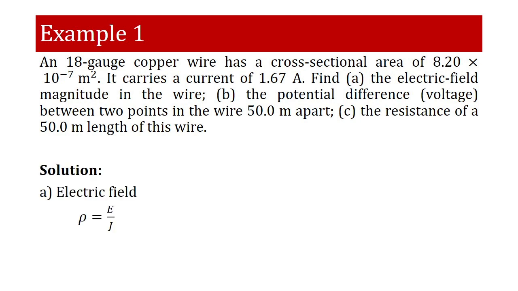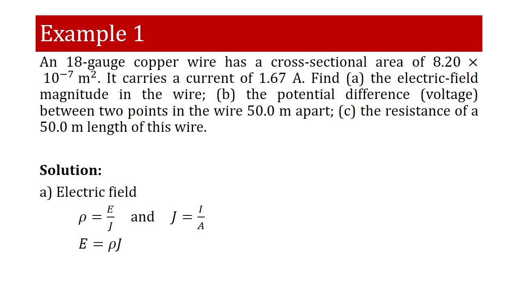So we will get the electric field first. We know from the formulas earlier that resistivity is equal to electric field divided by current density J. Rearranging the variables, electric field becomes rho times J. We still don't have the current density. We know that current density is current divided by area from our previous lessons.